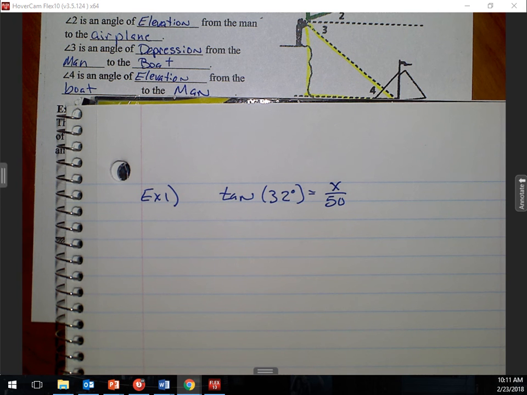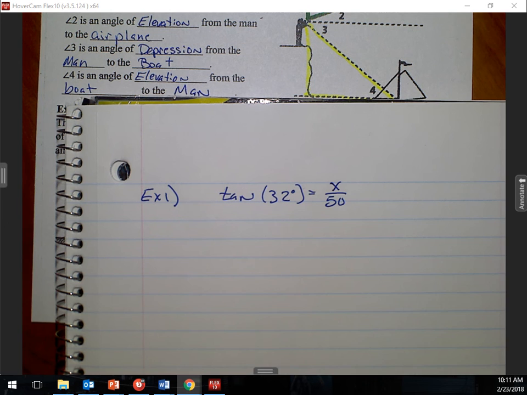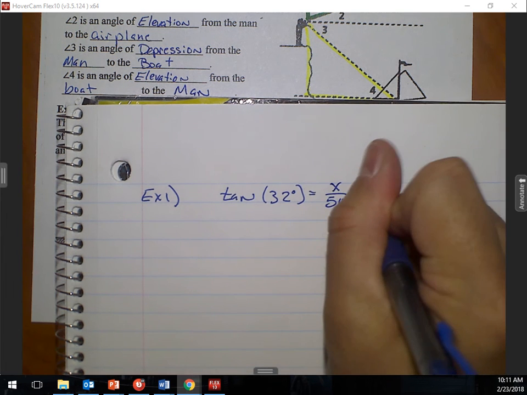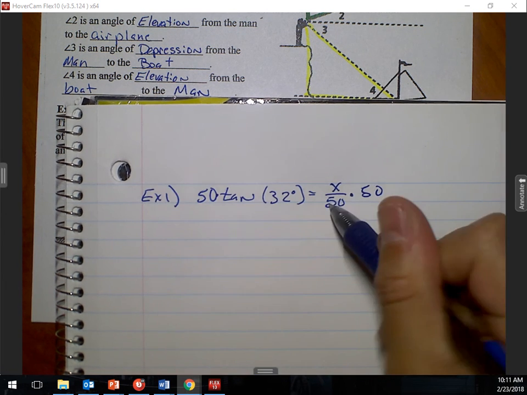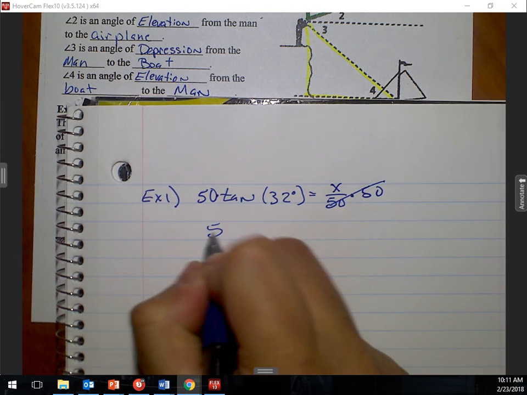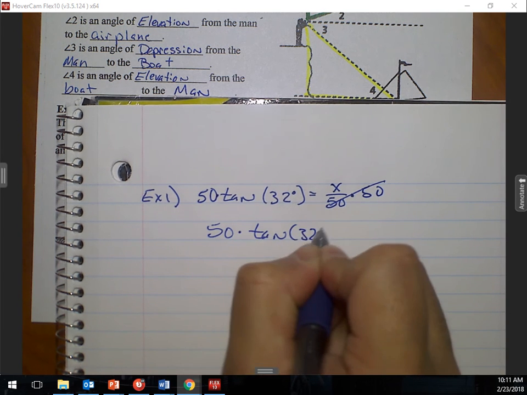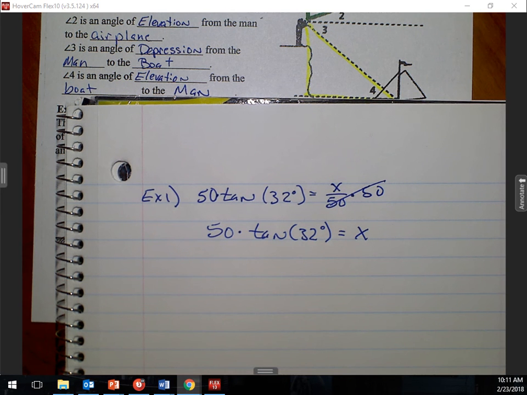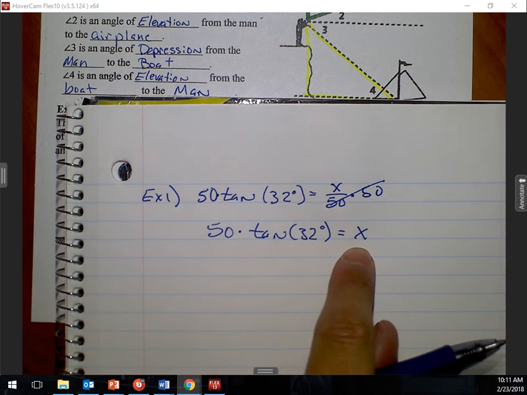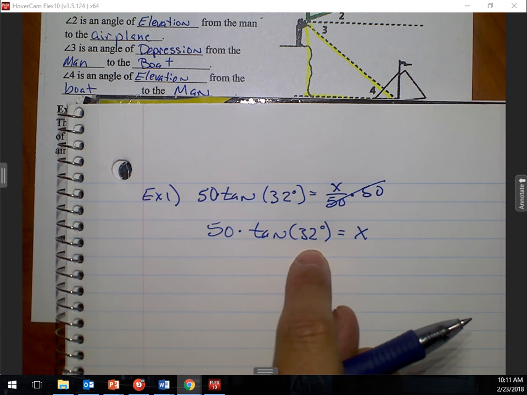Thank you. All right, so what am I going to do to both sides of my equation here? Excellent. Multiply both sides by 50. So that's going to cancel out here. So I'm going to get 50 times tangent of 32 is equal to x. Now, is my variable by itself? Yes. Once the variable is by itself, what do I do? Put it in the calculator.